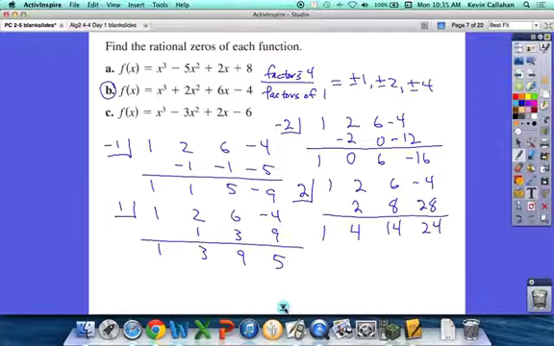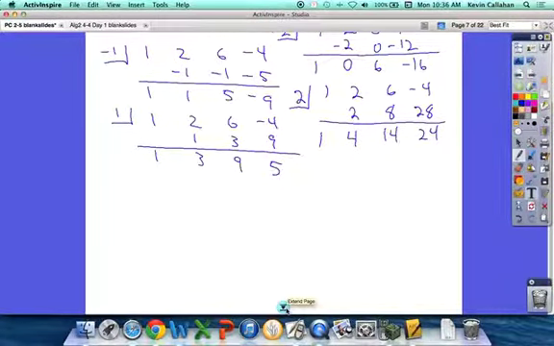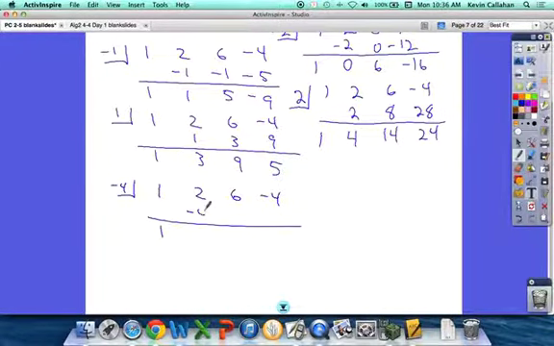Let's see if I can get some more space. Right. So let's try 1, 2, 6, negative 4. We'll try negative 4. Negative 4 times 1, negative 4. Negative 4 times negative 2, 8, 14. Negative 4 times 14, negative 56, negative 60.